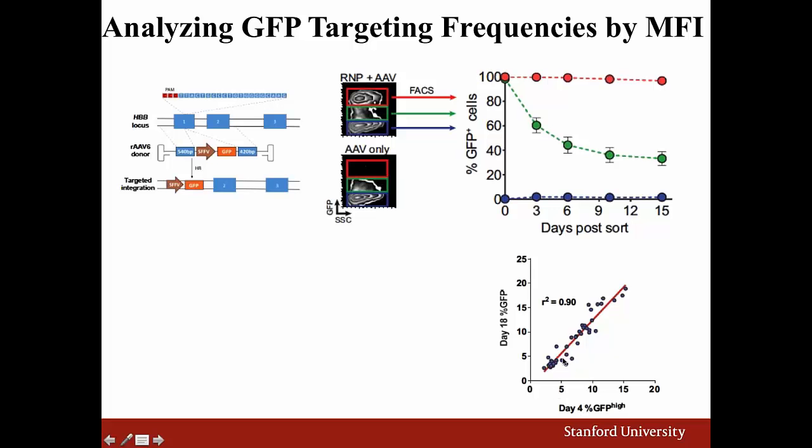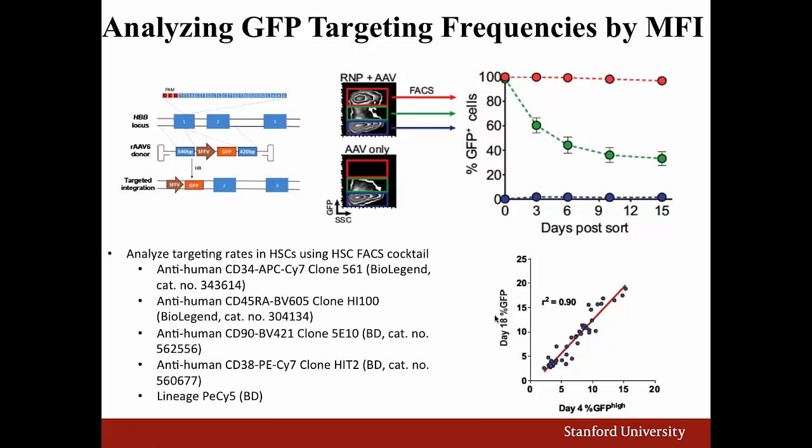And so this is showing a correlation of your day 4 GFP high numbers versus your day 18 GFP percentages after you let the cells dilute out episomal AAV. And I wanted to put another thing on here too. You can do the same thing and figure out your HR rates in hematopoietic stem cells, at least immunophenotypic hematopoietic stem cells, by co-staining with hematopoietic markers and looking at the GFP high populations. It's kind of a quick, easy, cheat way of looking at your efficiencies in vitro.